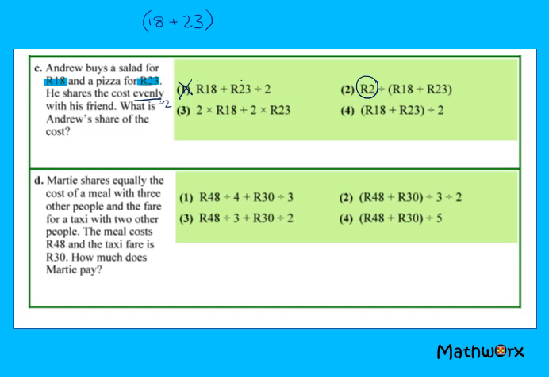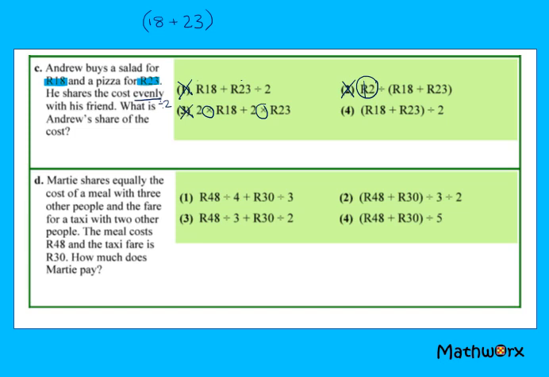So that is why this is not correct, because this little R is here. So 2 is not right. Okay, let's look at 3. Now 2 times 18 Rand and 2 times 23 Rand here. Remember, we are splitting the overall cost. So splitting the cost means divide, not times. So 3 is not correct.